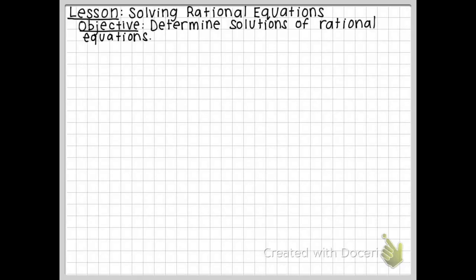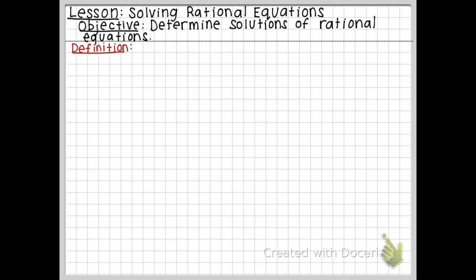So our last lesson before the test, solving rational equations. So the objective today is to determine the solutions of rational equations. Whenever we're finding solutions, that means we're actually solving for x. We're solving for a variable. Okay, so we're actually going to find out what x equals.